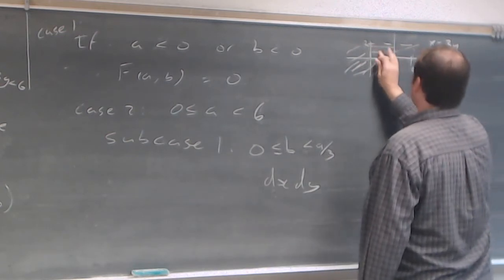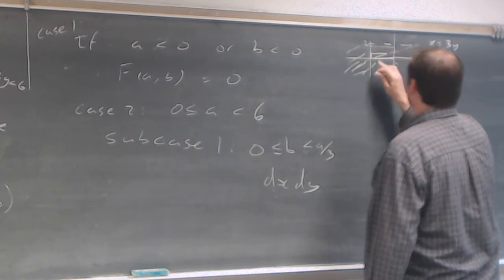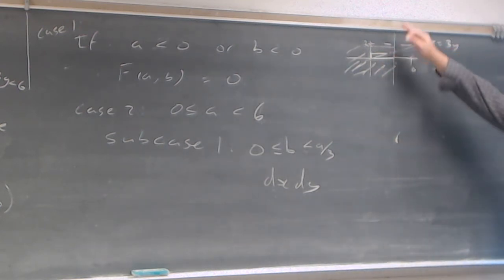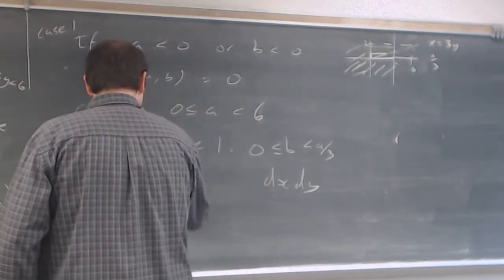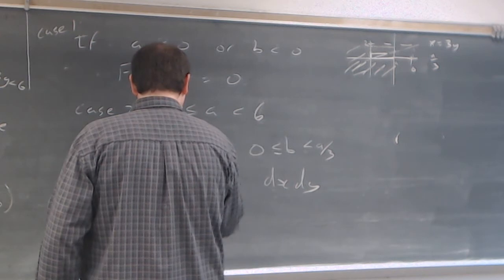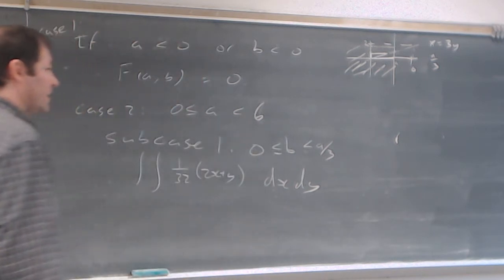I'm looking at something like this. This is my picture. It's this triangle. Okay? I'm integrating some function above that triangle, just over that triangle. So here's what we do. We have these two intervals. What I'm integrating is 1 over 32, 2x plus y, because the rest of the area is 0.